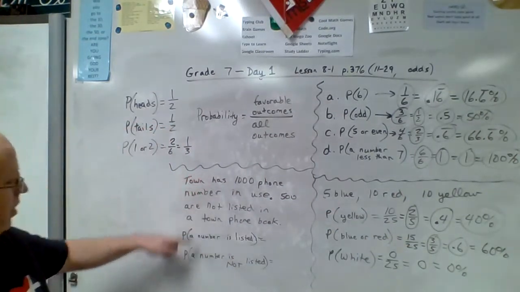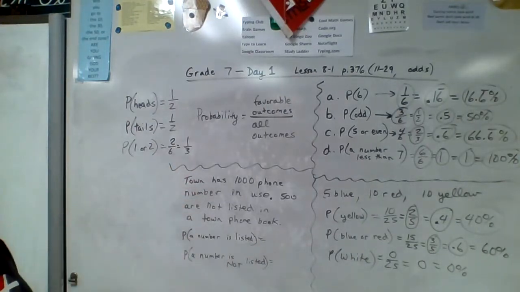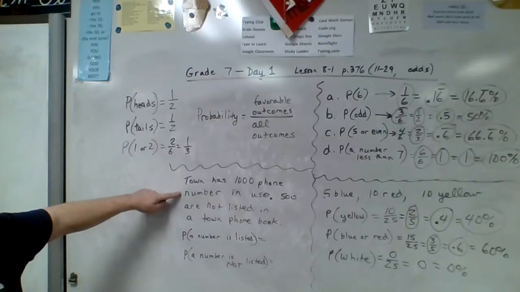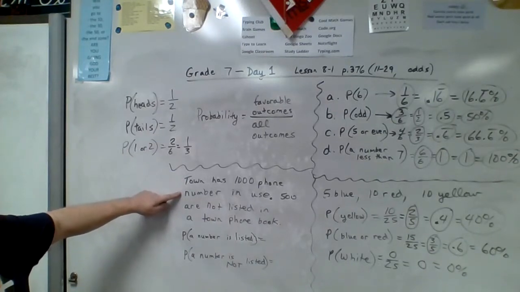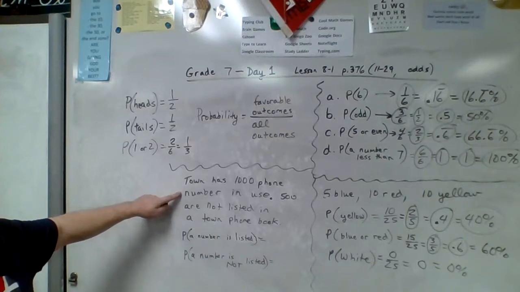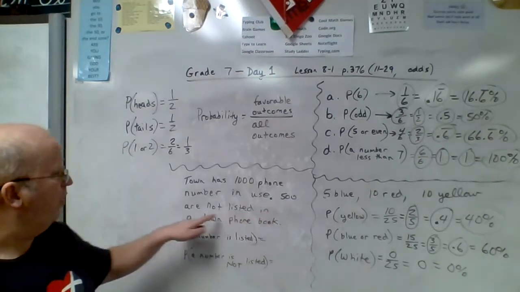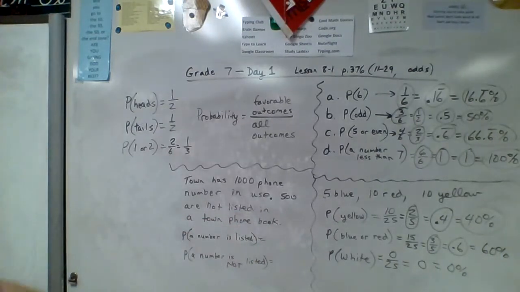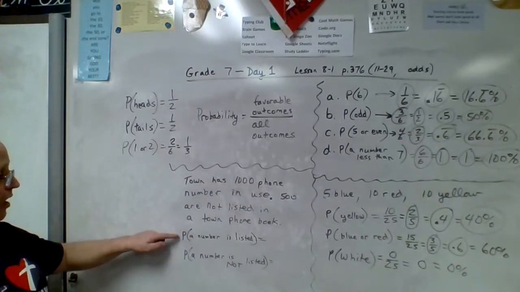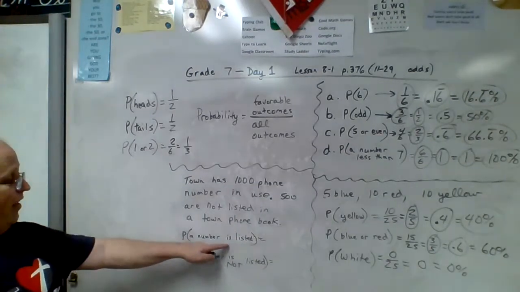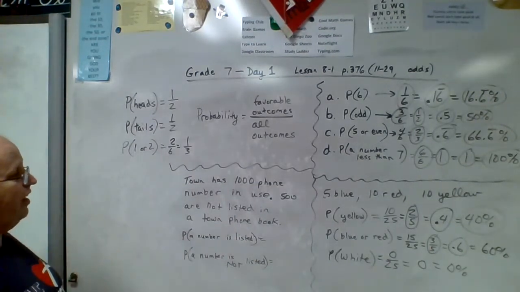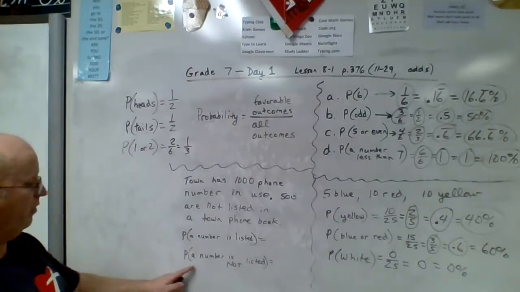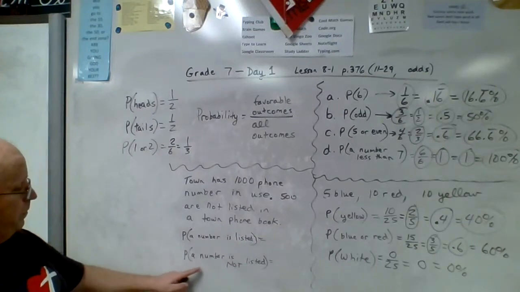Let's look over here at this particular problem. Imagine a town that has 1,000 phone numbers that are in use. And somebody created a phone book for that town where all the numbers were listed, but 500 of those numbers are not listed in the town phone book. What's the probability that you're going to pick a phone number that is listed in the phone book? And then, what is the probability of picking a number that's not listed in the phone book? Let's start with this one first.